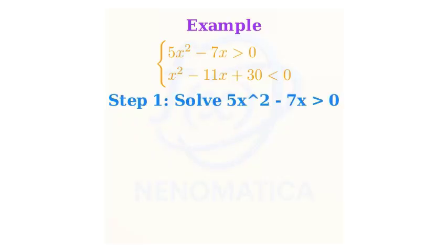Example. Solve this system of inequalities. 5x squared minus 7x greater than 0, and x squared minus 11x plus 30 less than 0. Step 1. Solve the first inequality. We'll factor the left side to find its critical points.